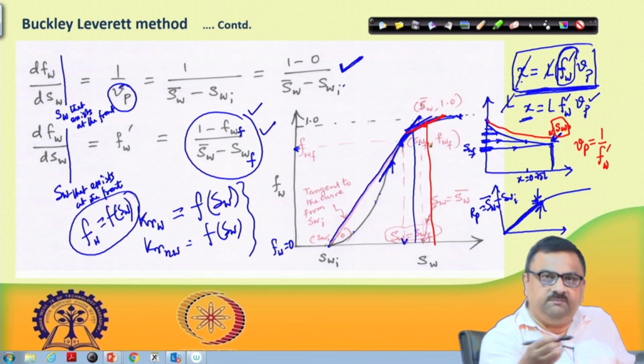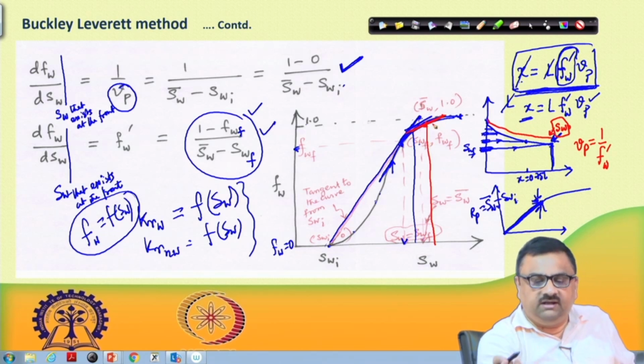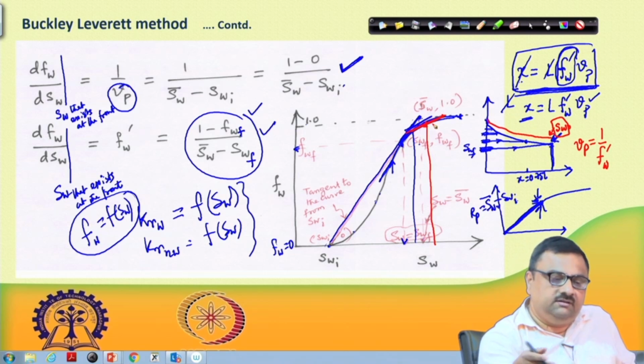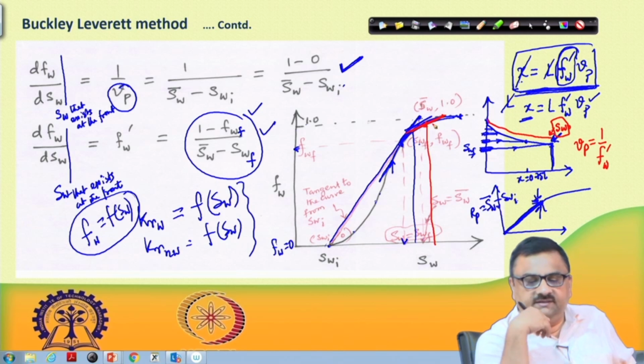Again you have to repeat that same exercise of SW bar minus SWI, and once you get SW bar with SWI, you can get the corresponding RP. Then again you repeat these points for various saturations, how far it travelled. So, you can get this curve, and you can generate these points here.